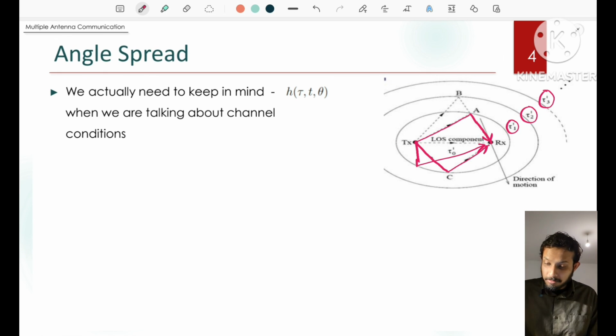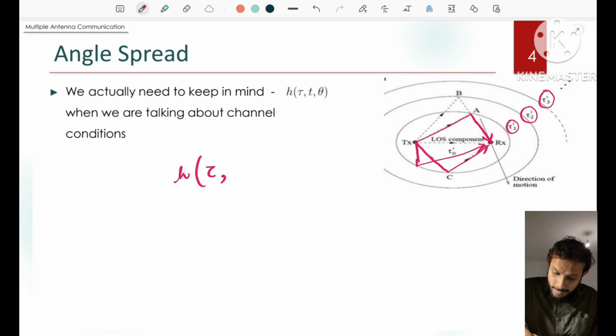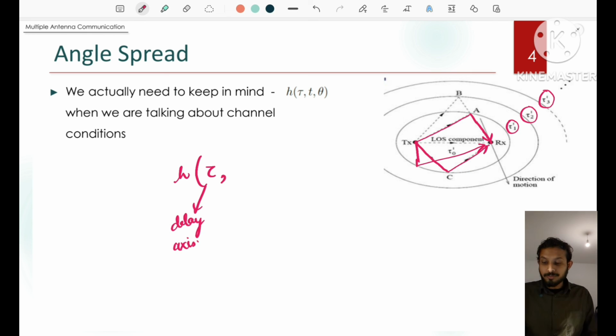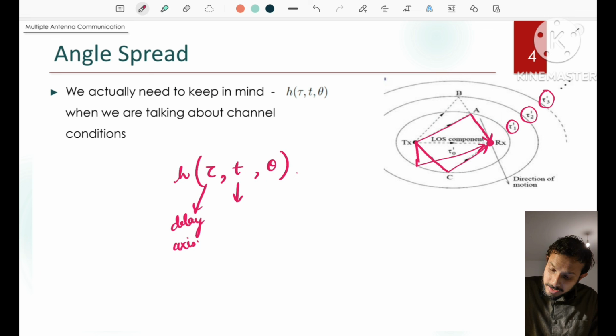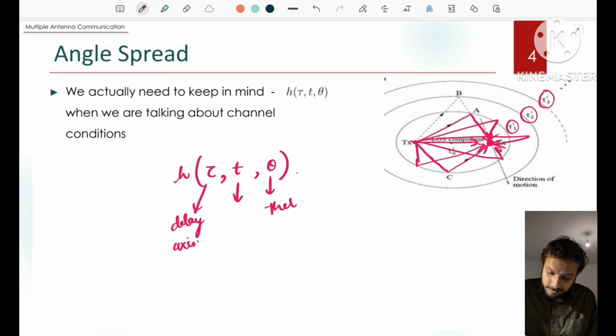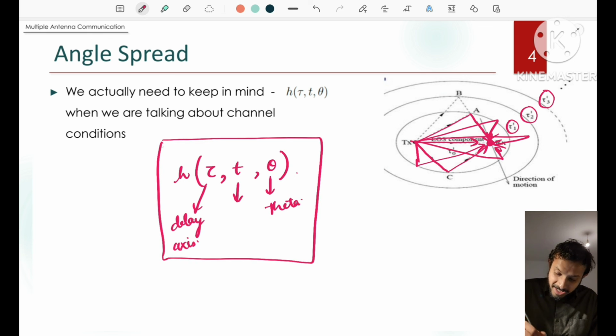So what we need to keep in mind is that h should always be a function of tau as the delay axis because of multiple ellipses, then a function of time, and then theta, because at the receiver it can come from different directions. We don't know with which angle of arrival it comes at the receiver. This is theta. So always when we talk about channel conditions, we describe h in terms of delay, time, and theta.